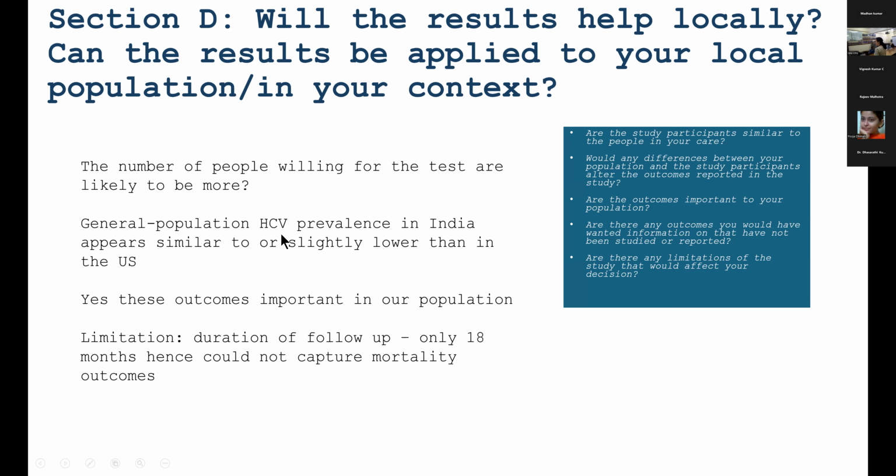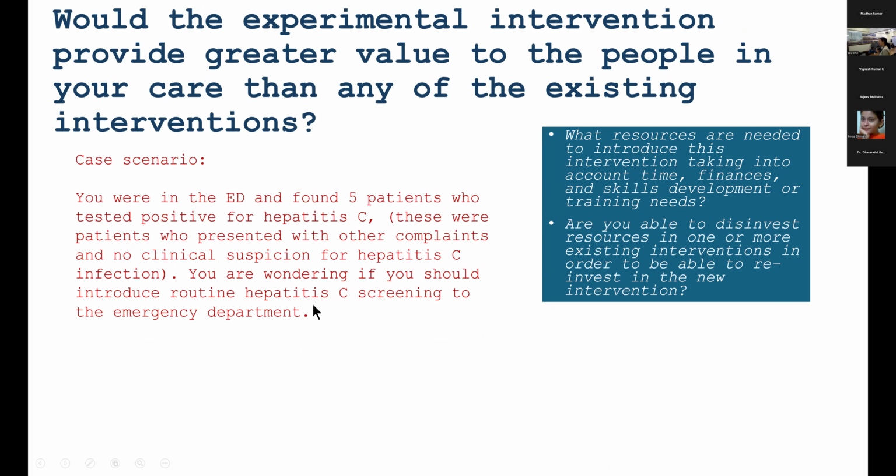Again, I already mentioned before, the prevalence in India is similar and maybe even slightly less than the US general population. The outcome, yes, we are also interested in whether the patient has detection and time to treatment. Although, again, only 18-month follow-up, so they didn't really give mortality outcome. I mean, they mentioned mortality, but you wouldn't expect a significant mortality difference. So would the experimental intervention provide greater value to the people in your care than any of the existing interventions?